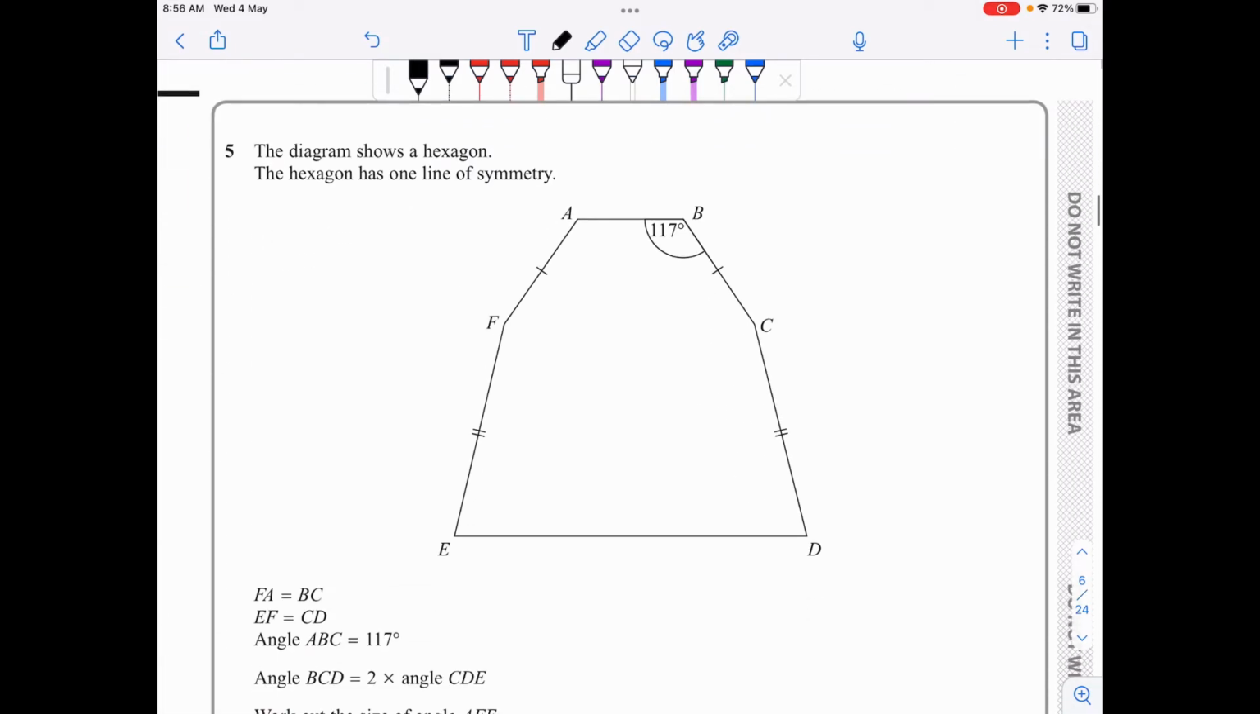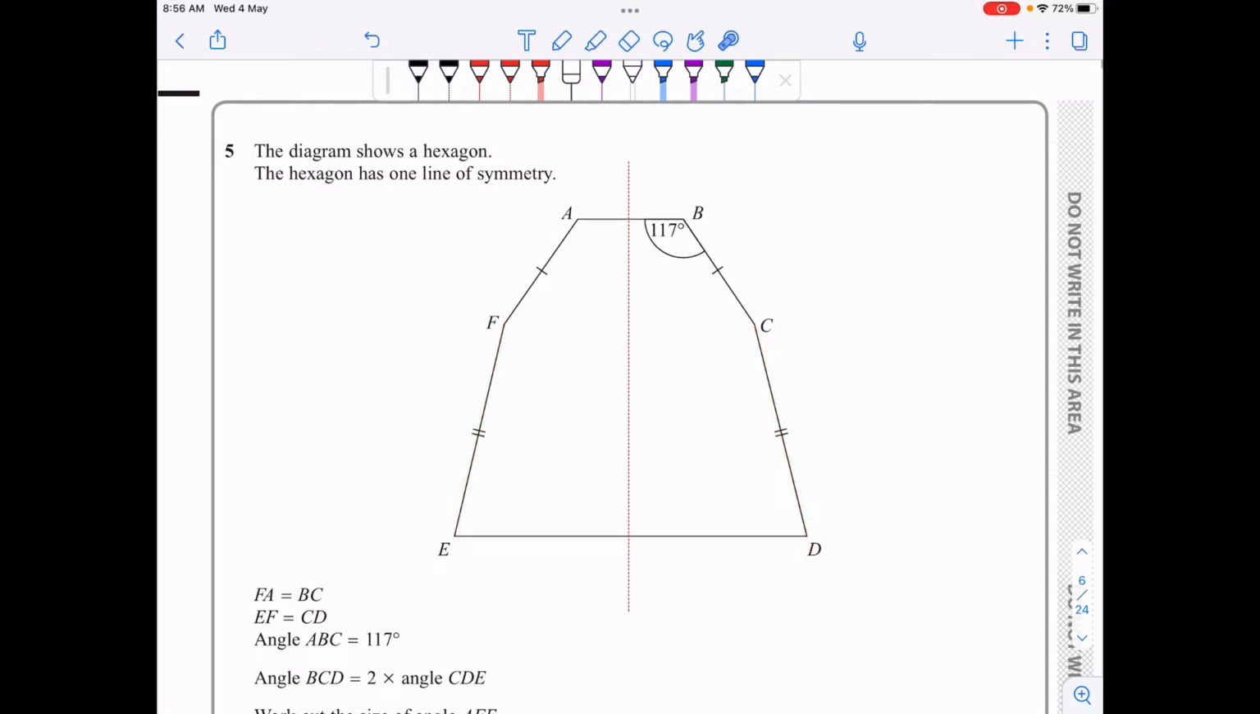Moving on to question 5, we've got a hexagon. It has one line of symmetry. Obviously, it's the line going through the middle here. So FA and BC are shown to be of equal length. Similarly, EF and CD are of equal length.